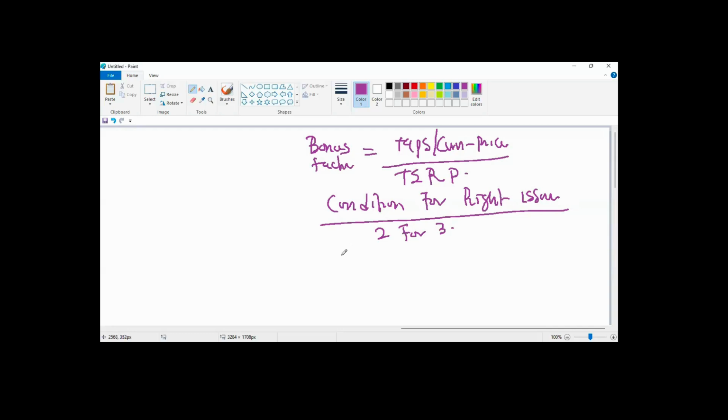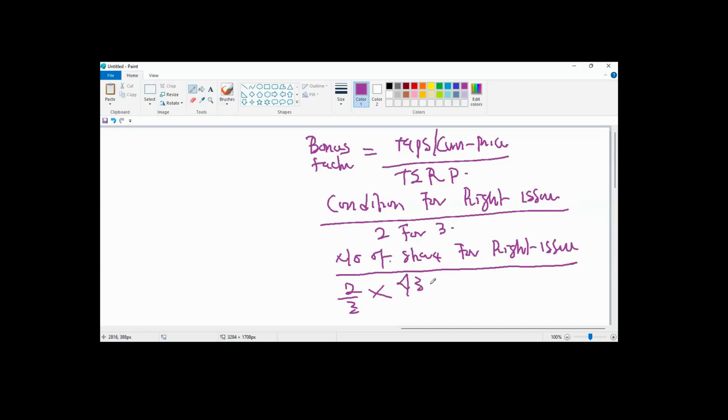So to get the number of shares for the rights issue, it will be 2 over 3 times what is the opening balance? 43,200,000. This is it. 28,800,000. So we have 28,800,000.